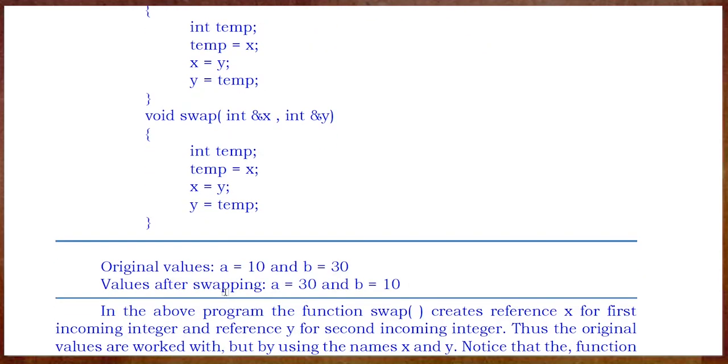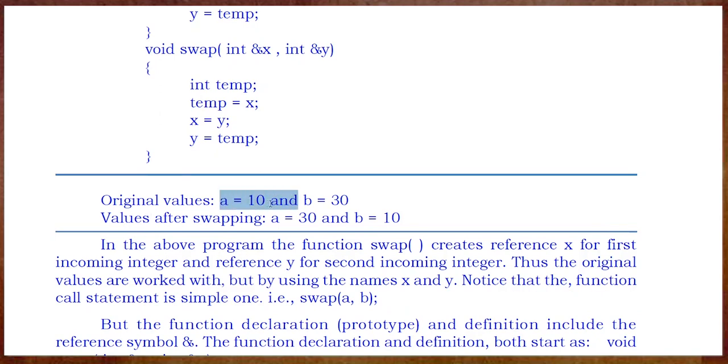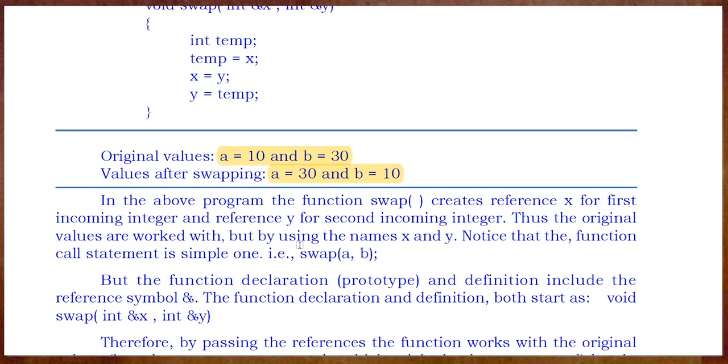Similarly, you can see here the original values: A is 10 and B is 30. After swapping, as I've already explained, it becomes 30 and so on. So this is how the call by reference mechanism works.